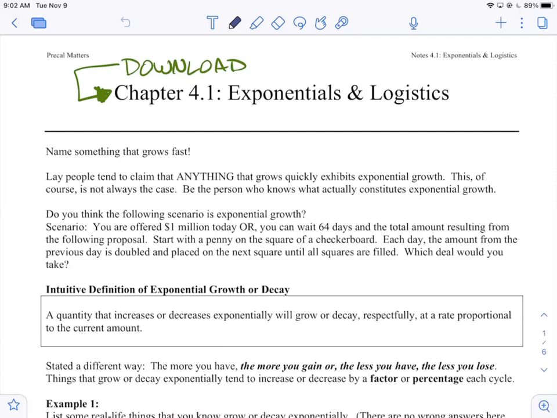So here's the scenario. I give you $1 million today, or you wait 64 days, which is just a small amount of time to wait. I mean, 1,000 days already going here, 64 is just a fraction of that. And then you can get the total amount resulting from the following proposal. Start with a penny on square one of a checkerboard. Each day, the amount from the previous day in pennies is doubled and placed on the next square until all the squares are filled. At the end of day 64, because there are 64 squares on a checkerboard, it's 8 by 8, you get to take the entire checkerboard with all the pennies on it home.